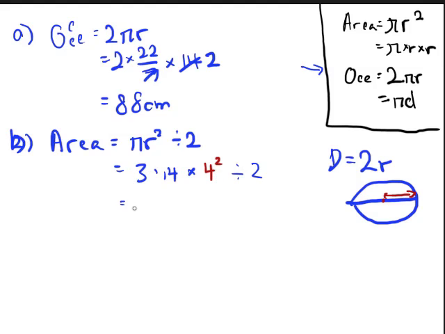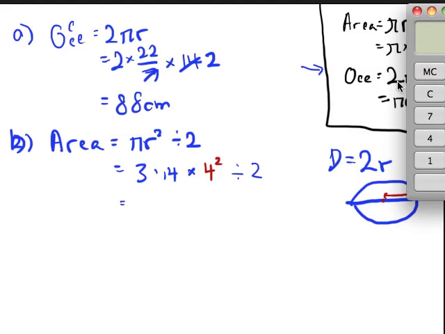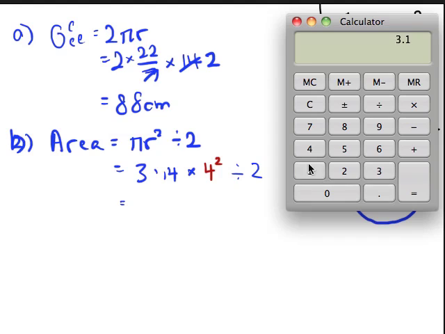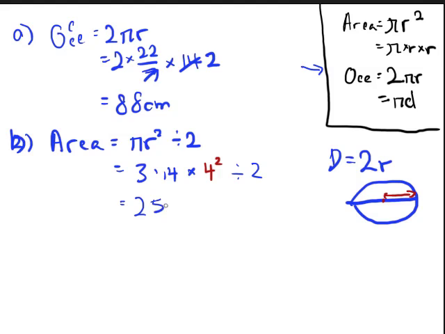What you will get is 3.14. Let's take out our handy dandy calculator. Okay, 3.14 times 16, which is 4 squared. It's 50.24. You divide it by 2, and you will get 25.12 cm squared, and that is the answer for part B. Let's look at part C immediately.